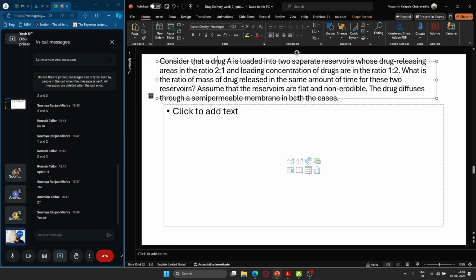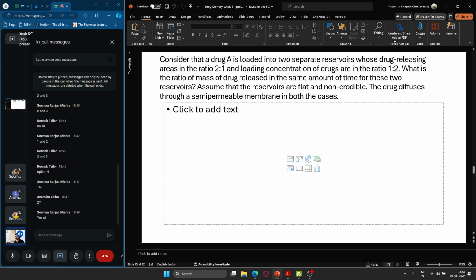Okay, so you're considering a drug A. It's loaded into two different reservoirs, and if you look at the drug releasing areas of these two reservoirs and take a ratio, the ratio is 2 is to 1. And the amount of drug that has been loaded into these reservoirs is in the ratio 1 is to 2. So one reservoir is releasing more drug, but the amount of drug loaded is low. The other reservoir is releasing drug slowly, but the amount of drug loaded is high.